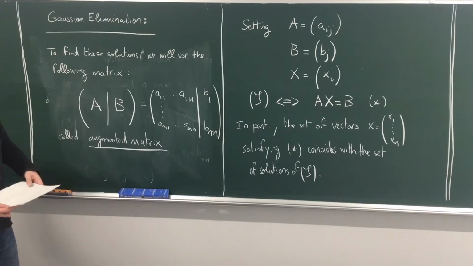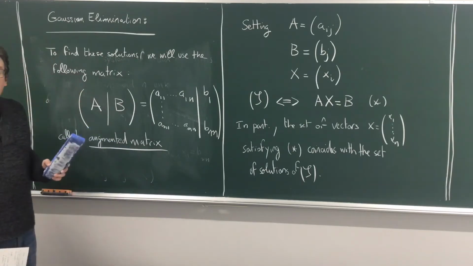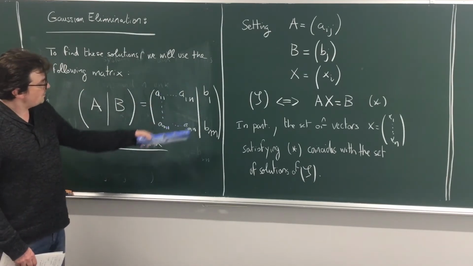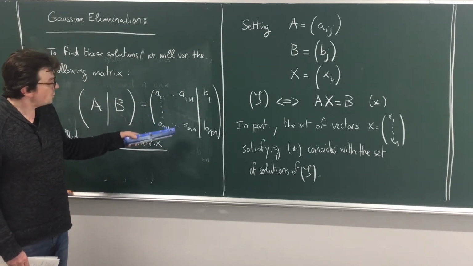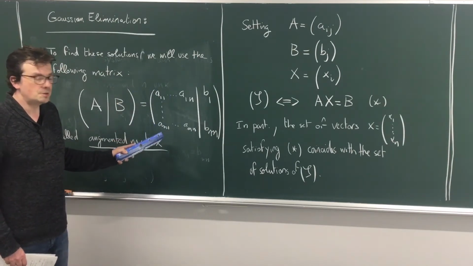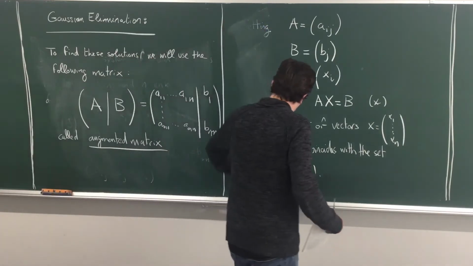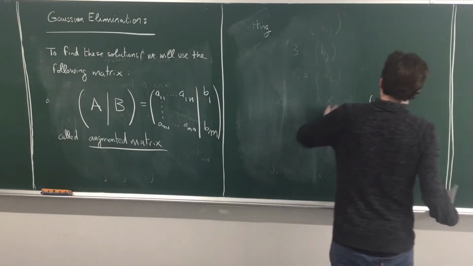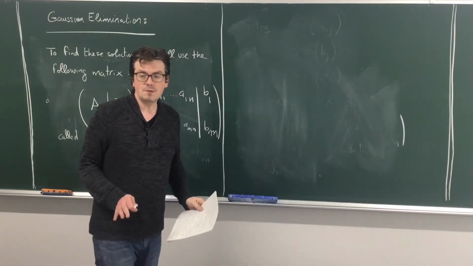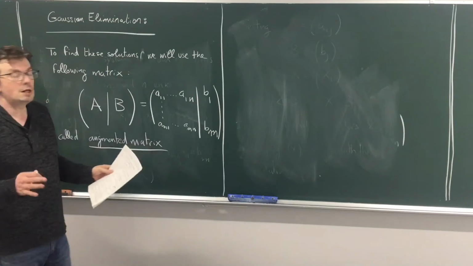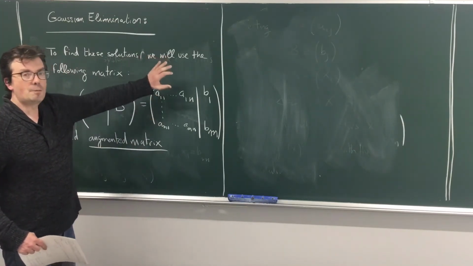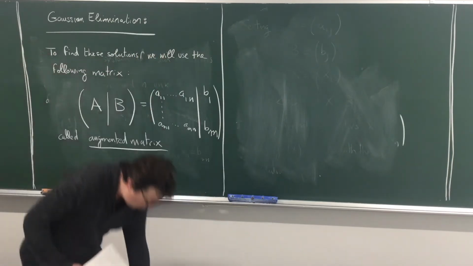Okay, so the idea of Gauss is to practice on this augmented matrix some operations that will not modify the set of solutions. Such operations are called elementary row operations. Why row? It's because we will only work on the rows of the matrix and not on the columns. So you never work on the columns, only on the rows.